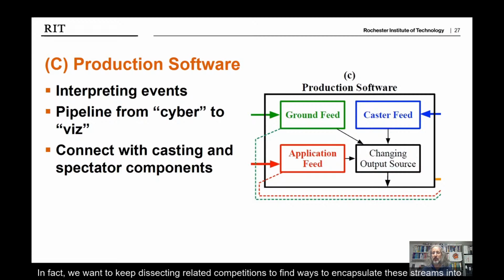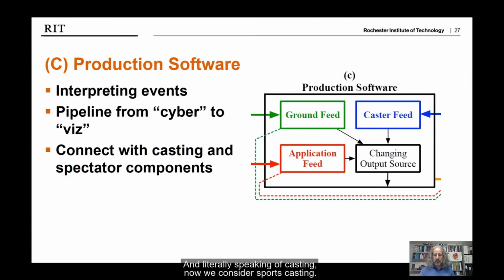In fact, we want to keep dissecting related competitions to find ways to encapsulate these streams into a generalized framework to reduce the development time for separate productions. We're in the midst of doing what's called a vertical slice for the CPTC to test the production software, especially to show the visualizations and incorporate the feeds from competitors and casters.